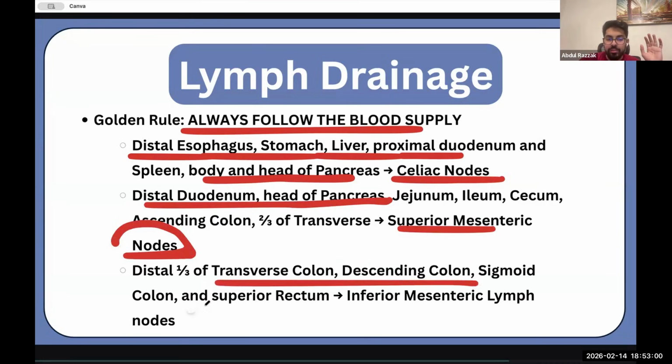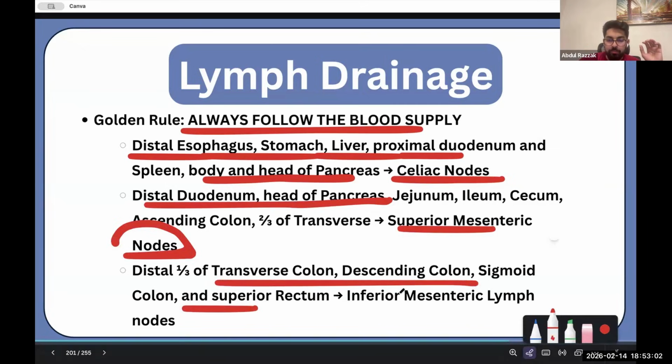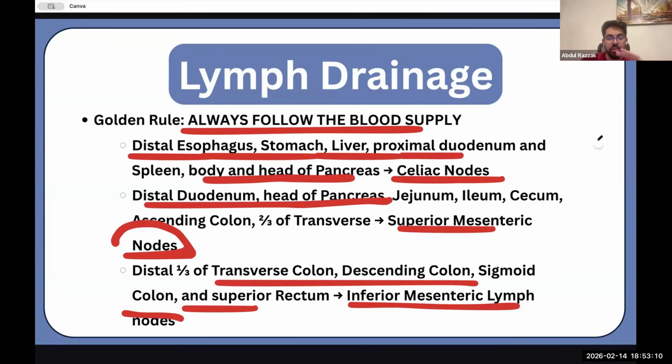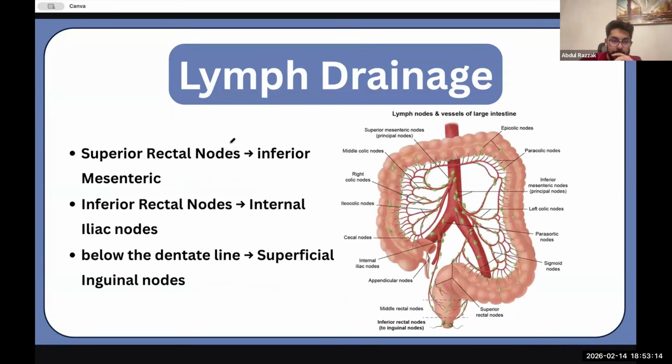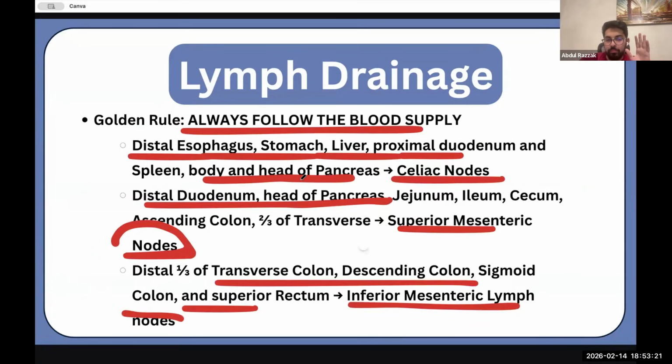And then you have these that are supplied by the inferior mesenteric artery, so they drain their lymph into inferior mesenteric lymph nodes. If you know the arterial blood supply, you're going to know the lymph drainage by heart. The superior rectal nodes drain into the inferior mesenteric. We already said that because that's where the blood supply comes from.